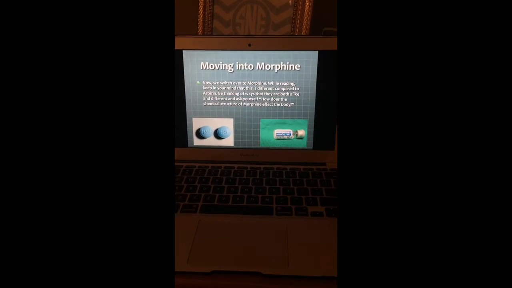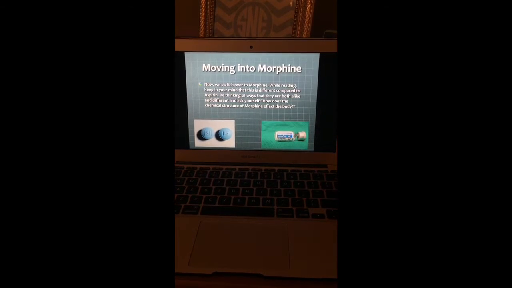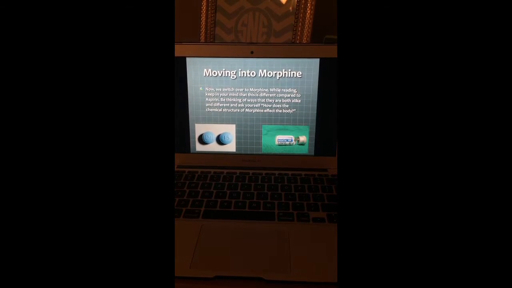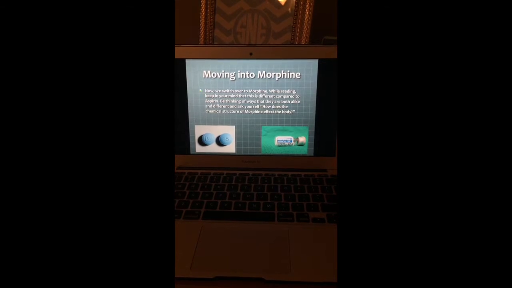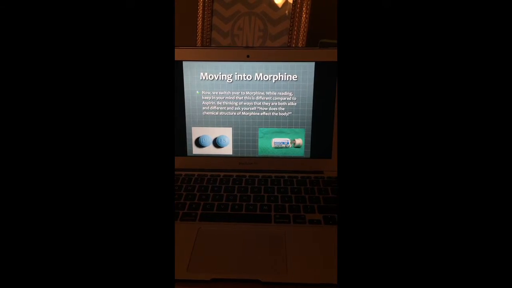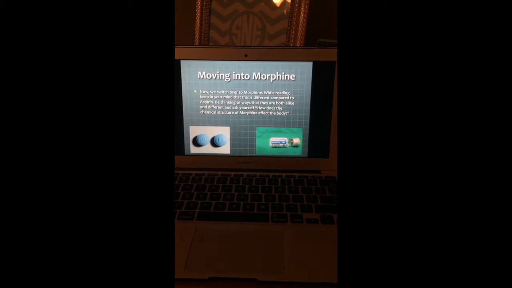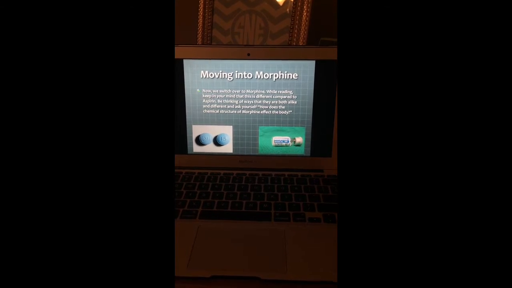Moving into morphine. Now we switch over to morphine. While reading, keep in your mind this is different compared to aspirin. Be thinking of ways that they are both alike and different, and ask yourself, how does the chemical structure of morphine affect the body?